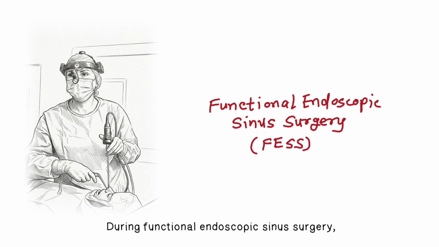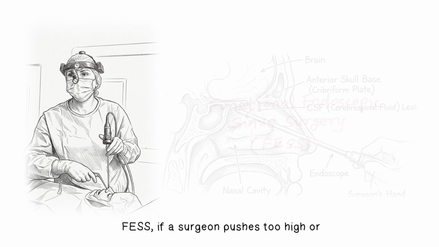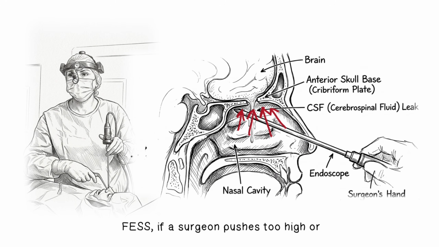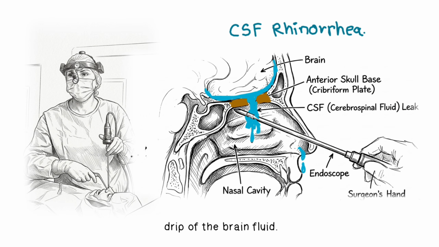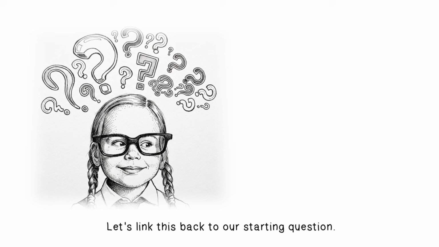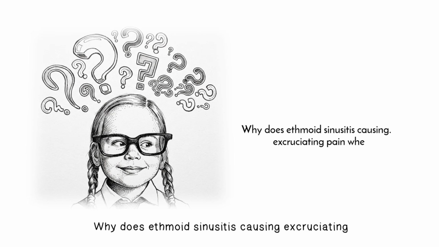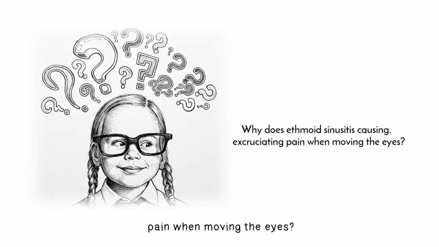During functional endoscopic sinus surgery, FESS, if a surgeon pushes too high or loses orientation, they can fracture the cribriform plate, causing an immediate clear drip of the brain fluid, a CSF rhinorrhea. Let's link this back to our starting question. Why does ethmoid sinusitis cause excruciating pain when moving the eyes?